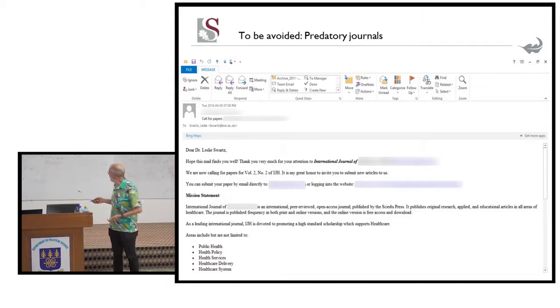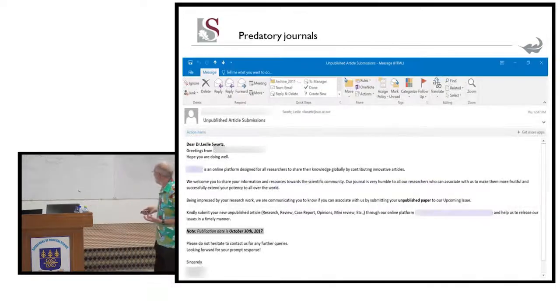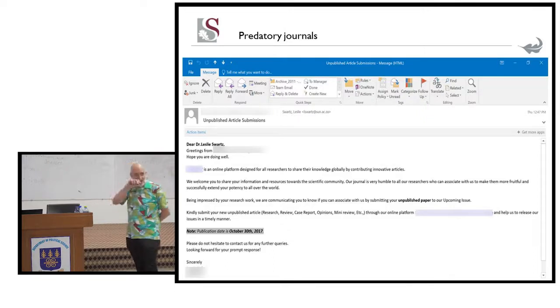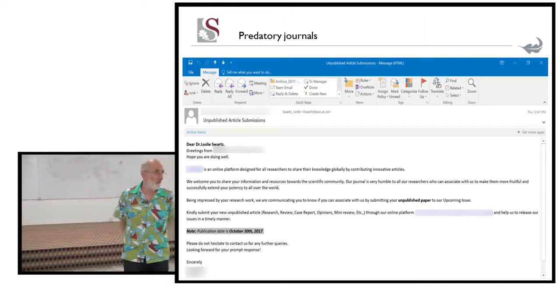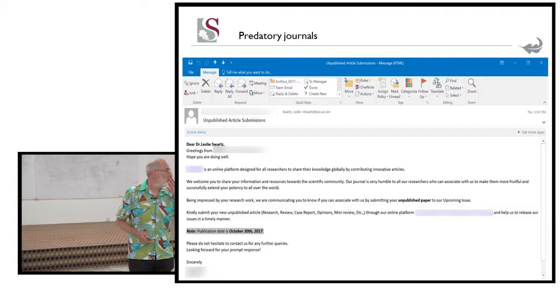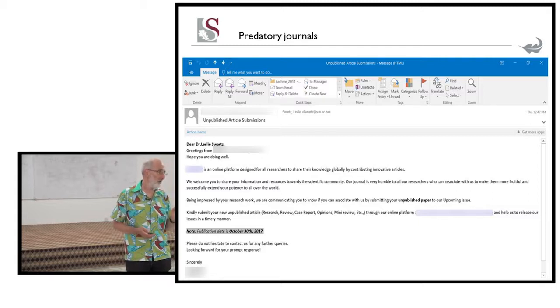There are lots of them. Here you are, this one. So this was 2 weeks ago, and it said, being impressed by your research work, we're communicating. Can you submit your paper? And this is how you do it. And then they've highlighted, note, publication on the 30th of October. So they will guarantee publication before they've even seen anything that I've written. If it feels too good to be true, it is.